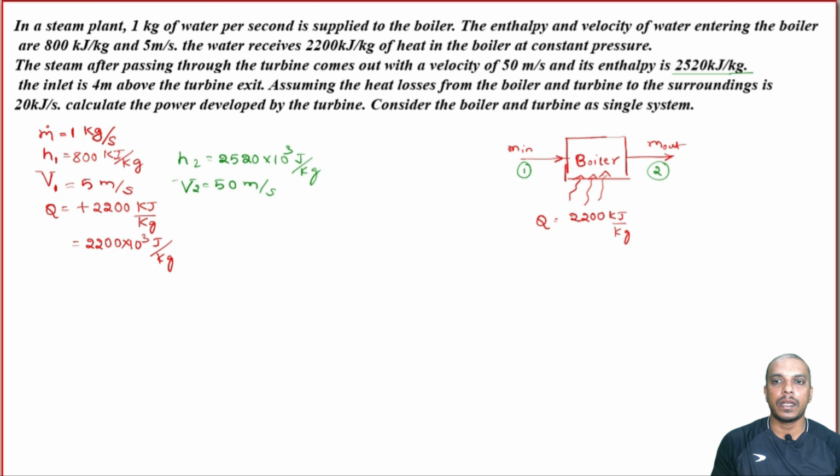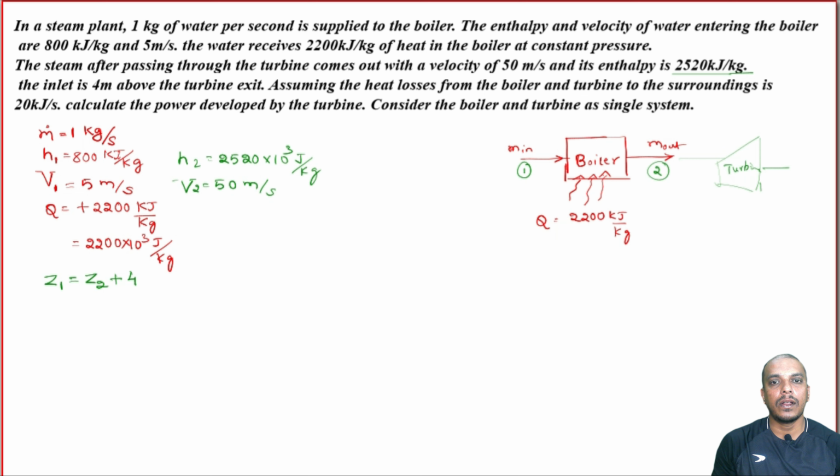Inlet is 4 meter above. So, he is talking about Z1 being 4 meter above the turbine exit. You can write it like Z1 is equal to Z2 plus 4 meter. Assuming the heat losses from the boiler and turbine. So, there is a boiler and then it goes to the turbine. That is what he means. So, there is a turbine next.